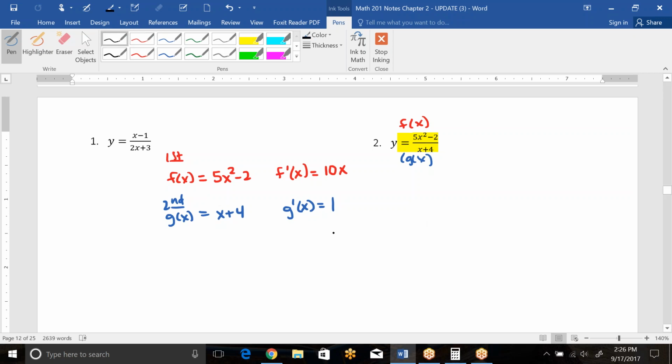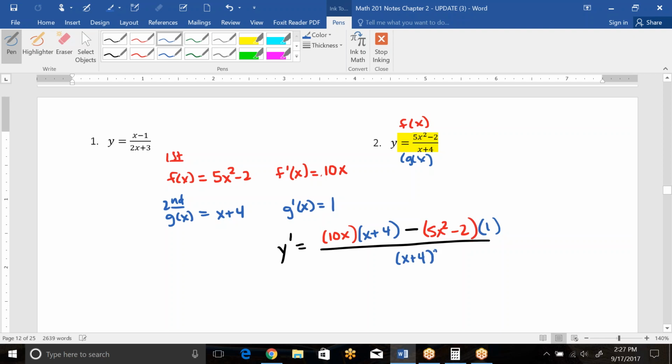So let's write out our formula for y prime. So y prime is, remember, the derivative of the first one. So that's 10x times the second function. So that's x plus 4. Minus, that is a key difference here from the actual product rule. And then it's the first function, which is 5x squared minus 2. Times the derivative of the second, which is just 1. And then that's all over the second function squared, so x plus 4 squared.